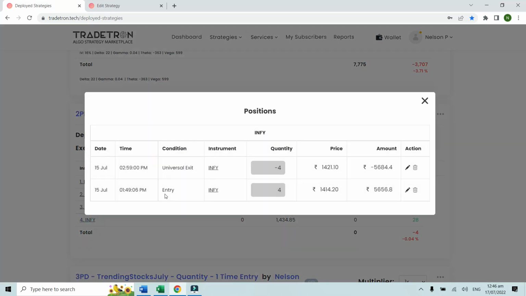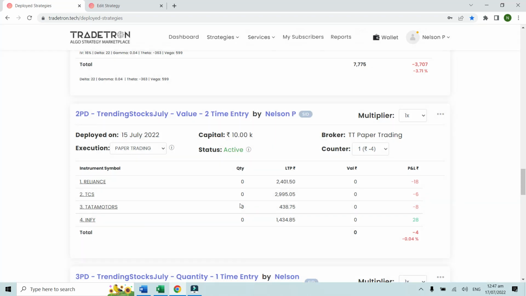In this case, in Infy, there was just one trade that was generated because the signals might have been trending today. So that's the reason why it entered on the buy side at 1:49 p.m. and it was active till the universal exit happened at 3 p.m. So that's how, if a downside condition had been matched, then it would have taken multiple trades like the other stocks as well. So that's how this particular condition works.